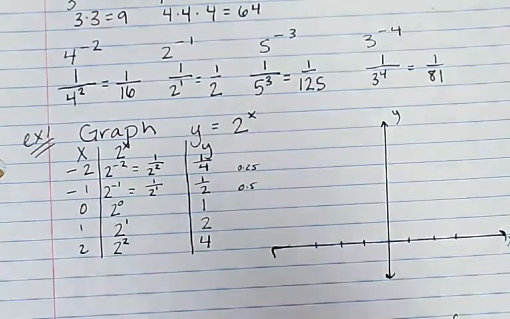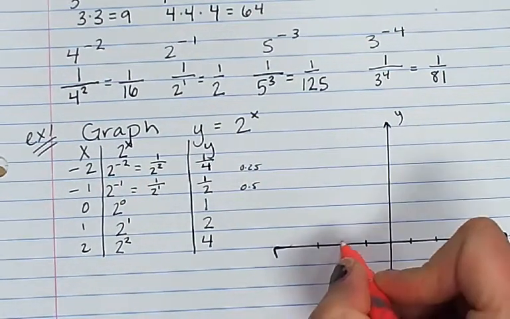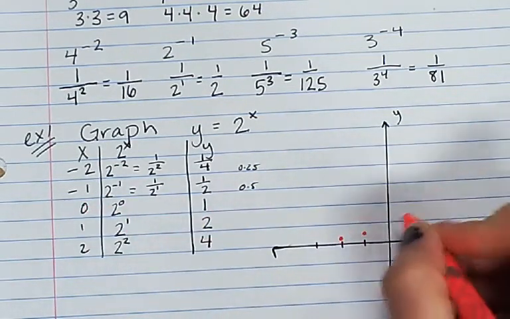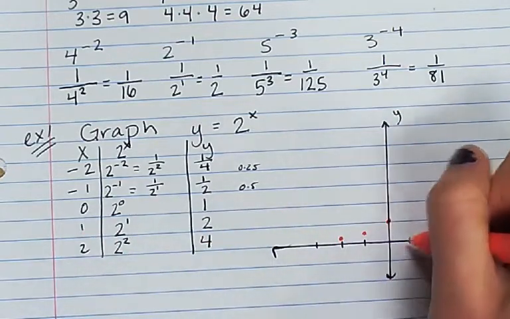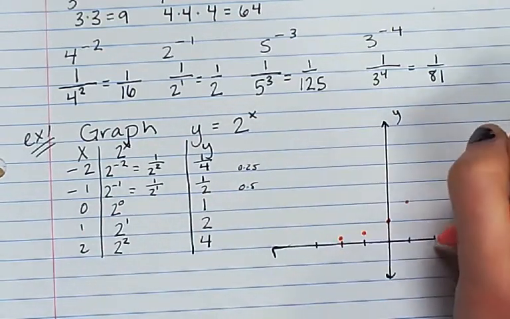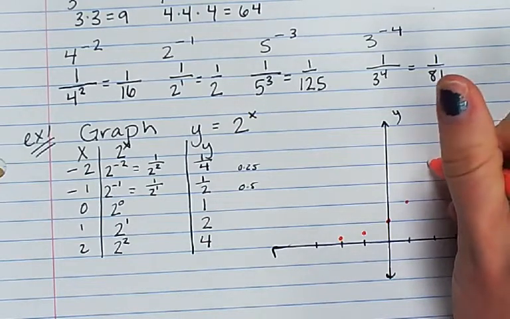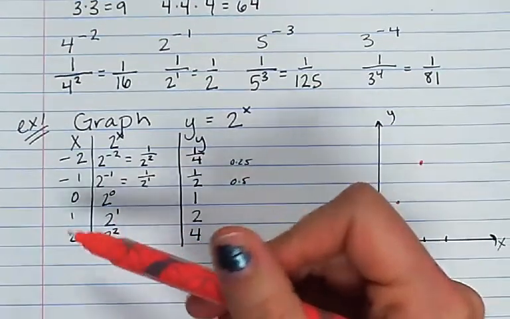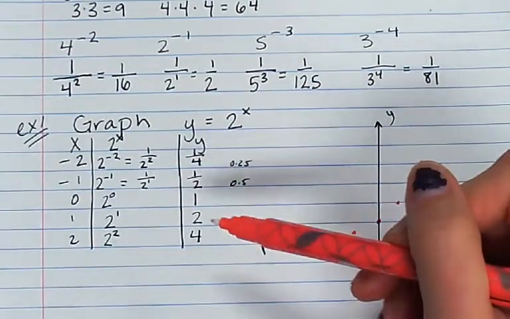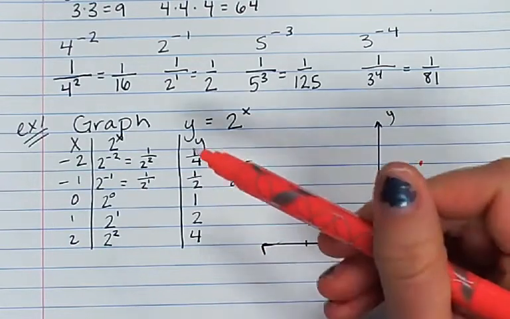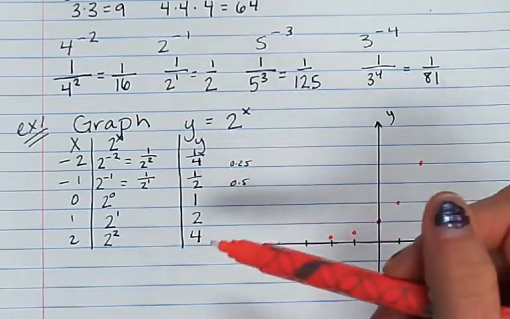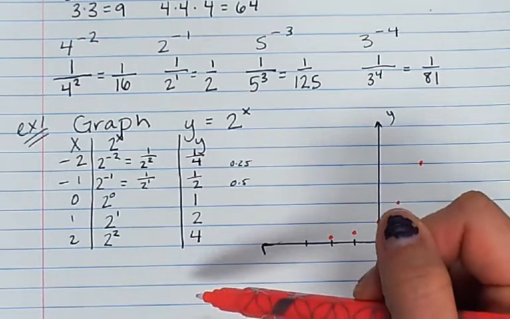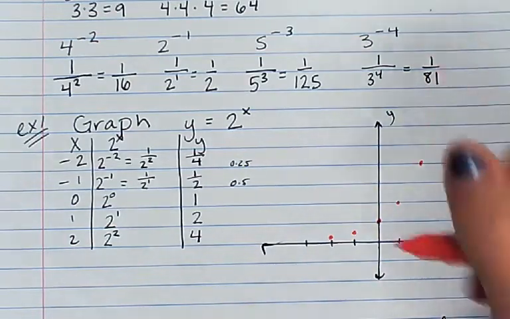Okay, so our first ordered pair, negative 2, 1/4, negative 1, 1/2, 0, 1, 1, 2, and lastly 2, 4. Okay, so before we connect these dots, I want to talk about what's happening here. As our x value increases, our y value is going to get bigger and bigger. Everything doubles here because it's 2 to the power of x. So our next value is going to be up 8, and then 16, then all the way to 32, then 64. So this starts climbing really quickly.